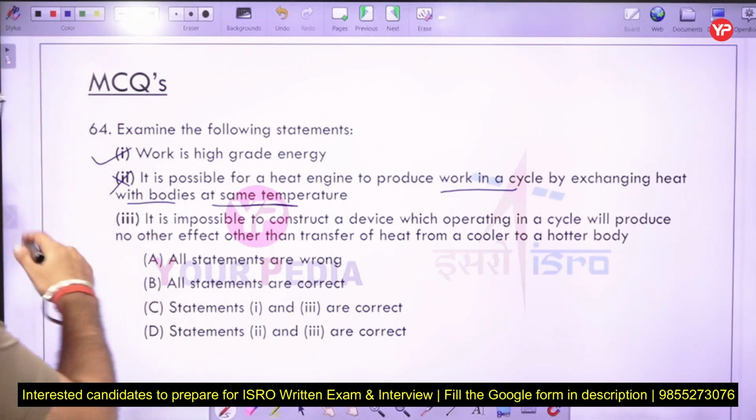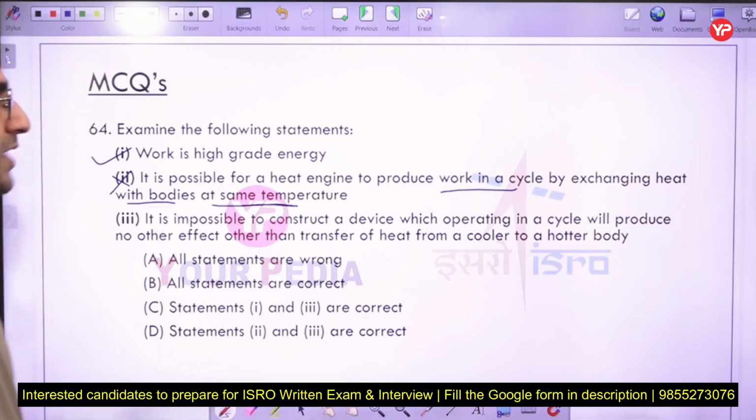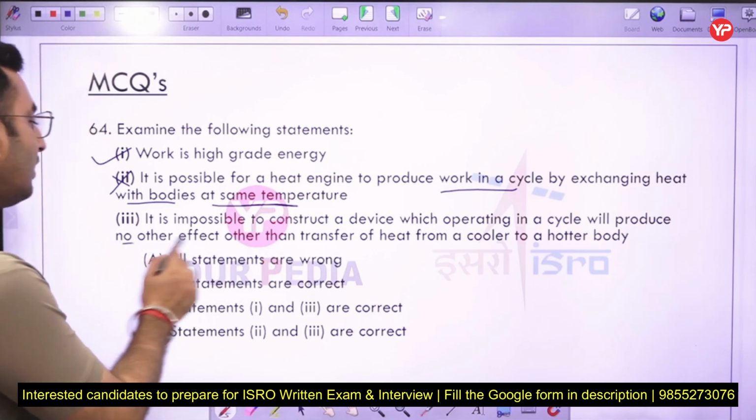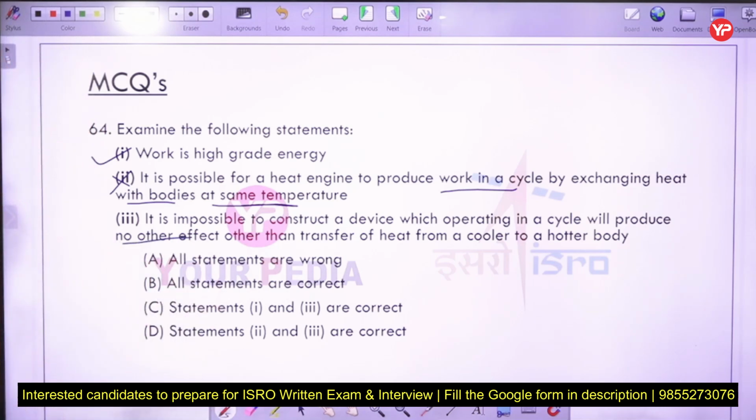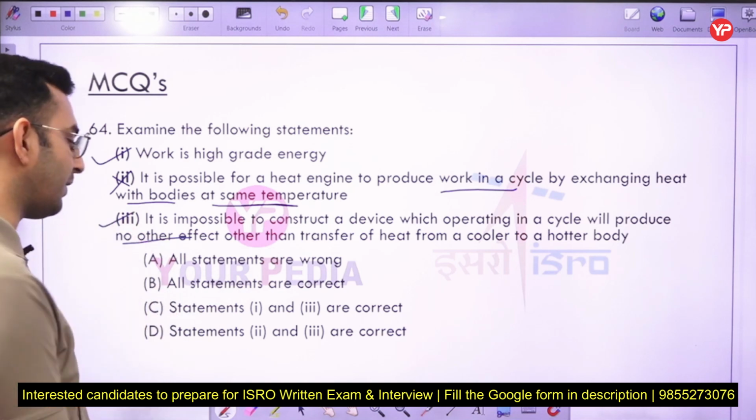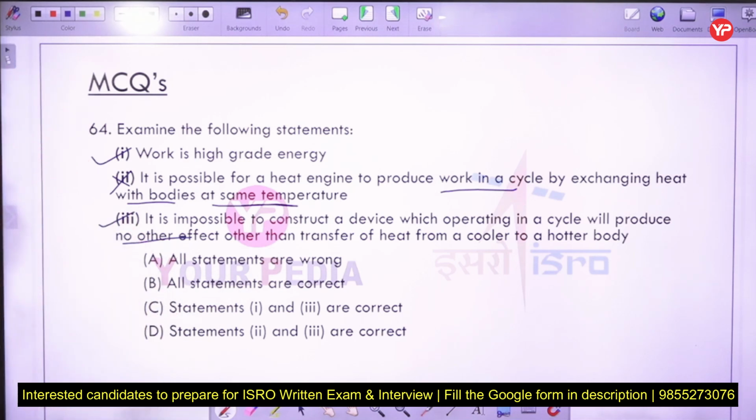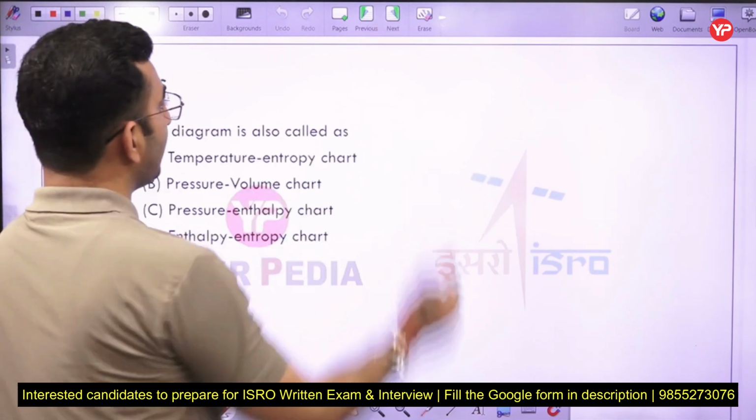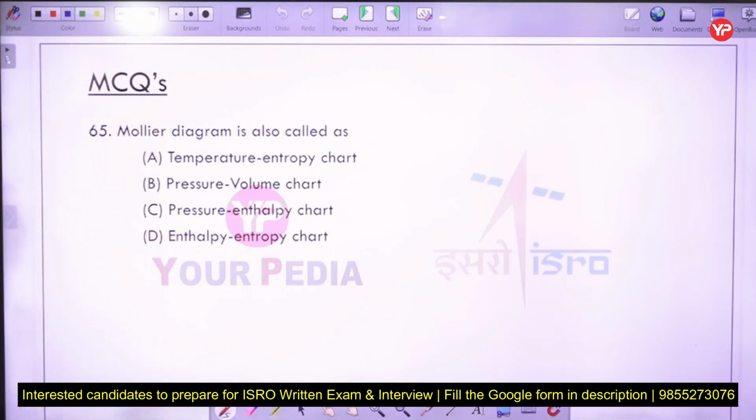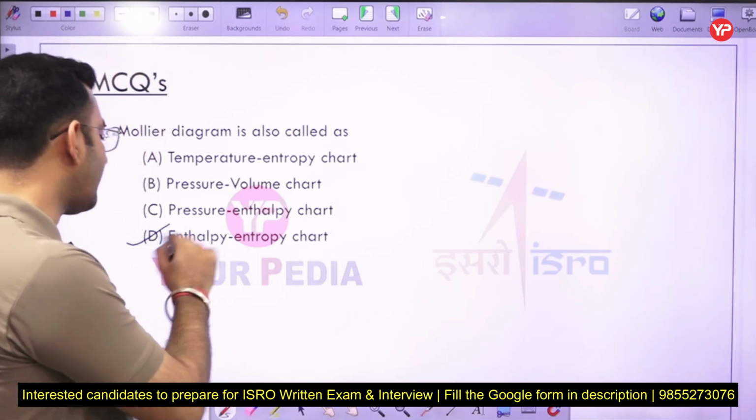Next, it is impossible to construct a device which operating in a cycle will produce no other effect other than the transfer of heat from a cooler to a hotter body. That is a correct statement here. Okay, that is the closest statement here. So in this case, option number C will be the correct one. Statements 1 and 3 are the correct ones here.